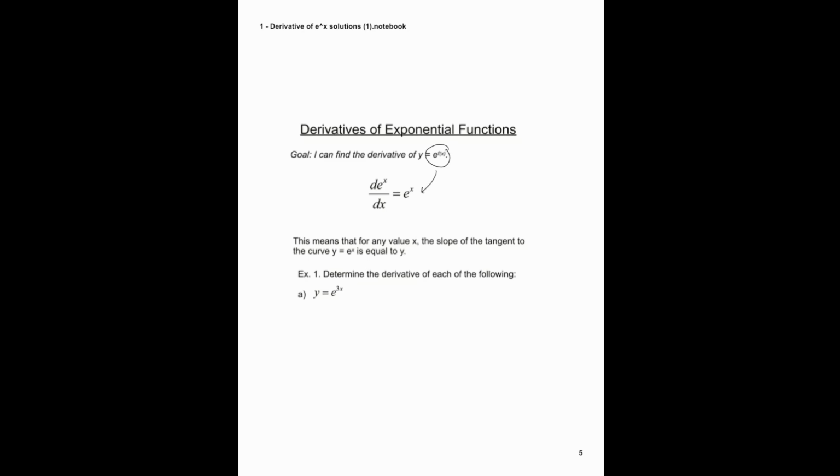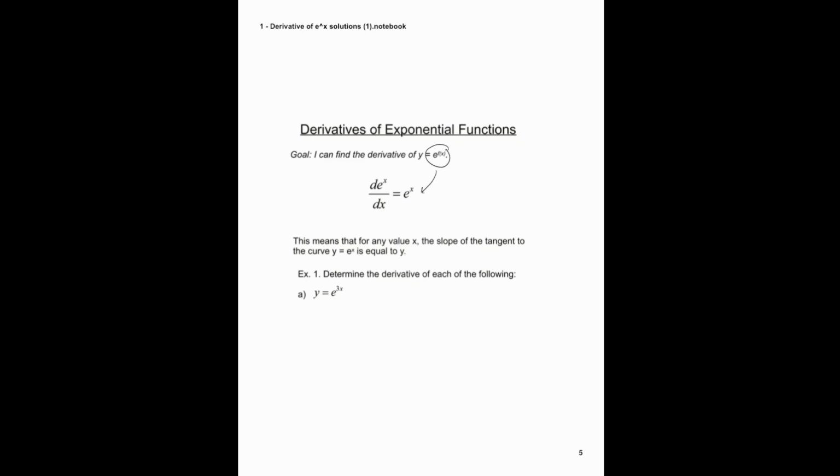So this means that for any value of x, the slope of the tangent to the curve y equals e to the power of x is equal to the y coordinate. So if the y coordinate is 2, the slope is 2. If the y coordinate is 3, the slope is 3.